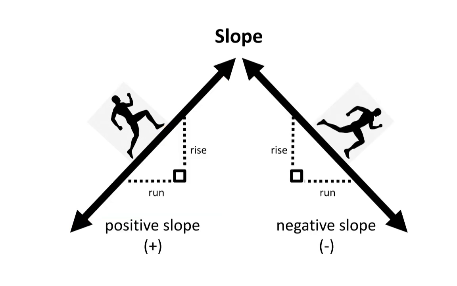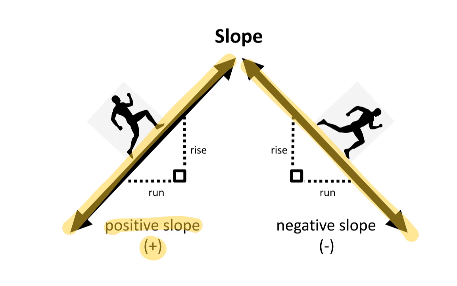Now, before we begin, I'm going to show you a shortcut. If a line is pointing upwards, in other words, if you're running uphill, it has to have a positive slope. If your line is pointing downwards, in other words, if you're running downhill, it must have a negative slope.